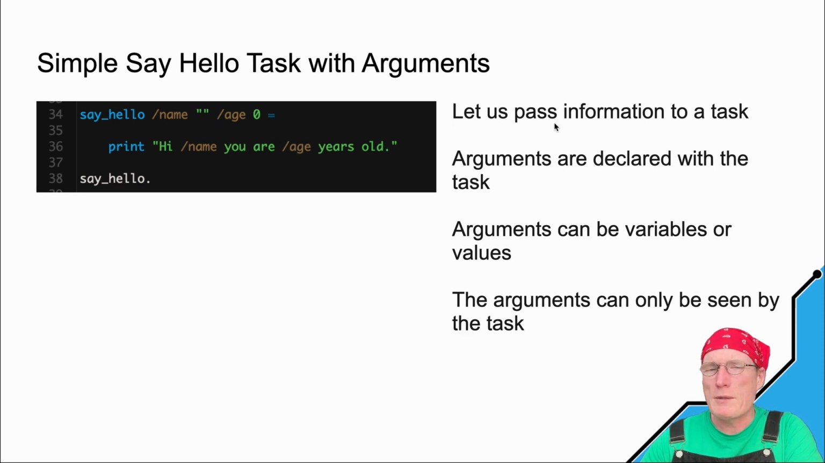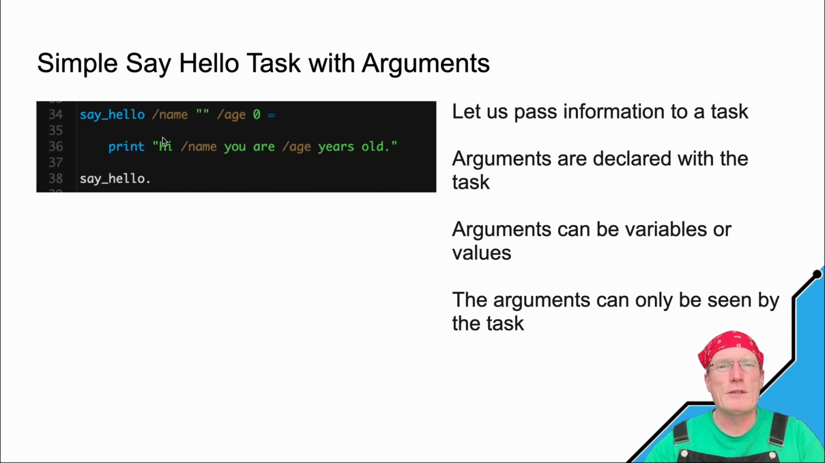So basically arguments in tasks let you pass information to the task. They are declared inside the task declaration. So that's what we've done up here. We put the details of the input arguments in the declaration of the task. And the arguments that you pass to a task can be variables or values, which we'll see in a wee bit. And finally, the arguments can only be seen by the task. So this name variable and this age variable are only visible inside this task. You can't see them outside of the task.